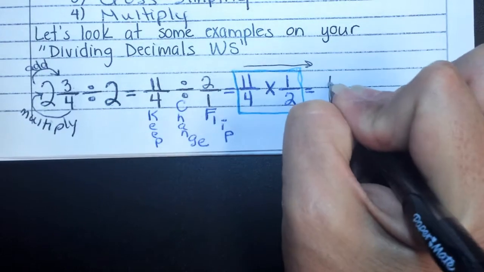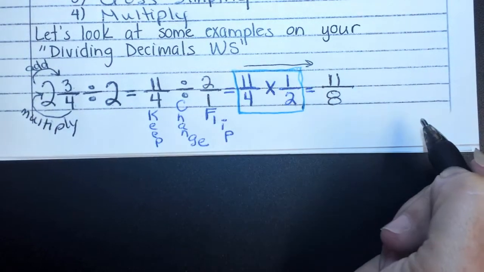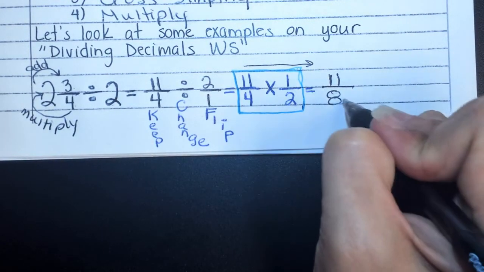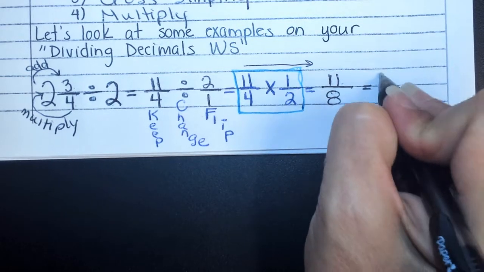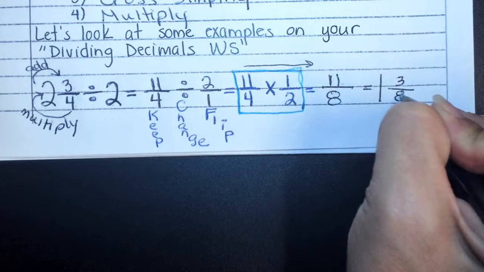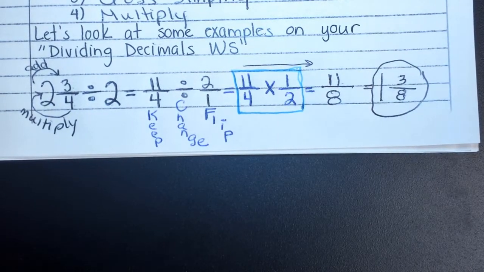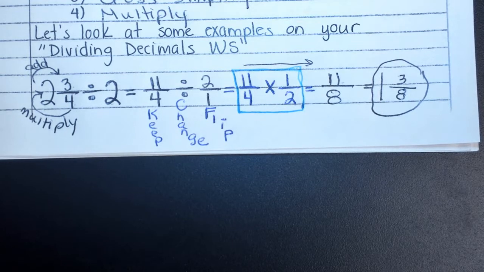11 times 1? 11. 4 times 2? 8. How many 8s are in 11? 1. How many's left over? 3 out of 8. And you are done. There is no division really. It's all like multiplied. If you will stick with me, the steps will get kind of embedded in your brain and it'll stick. Okay?